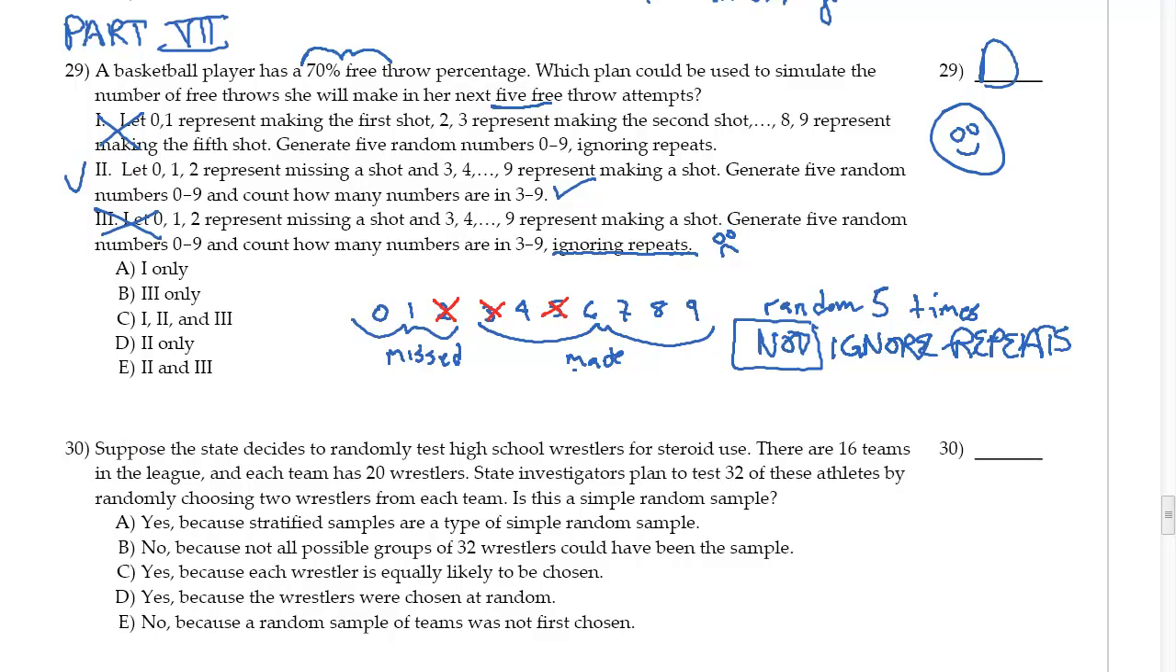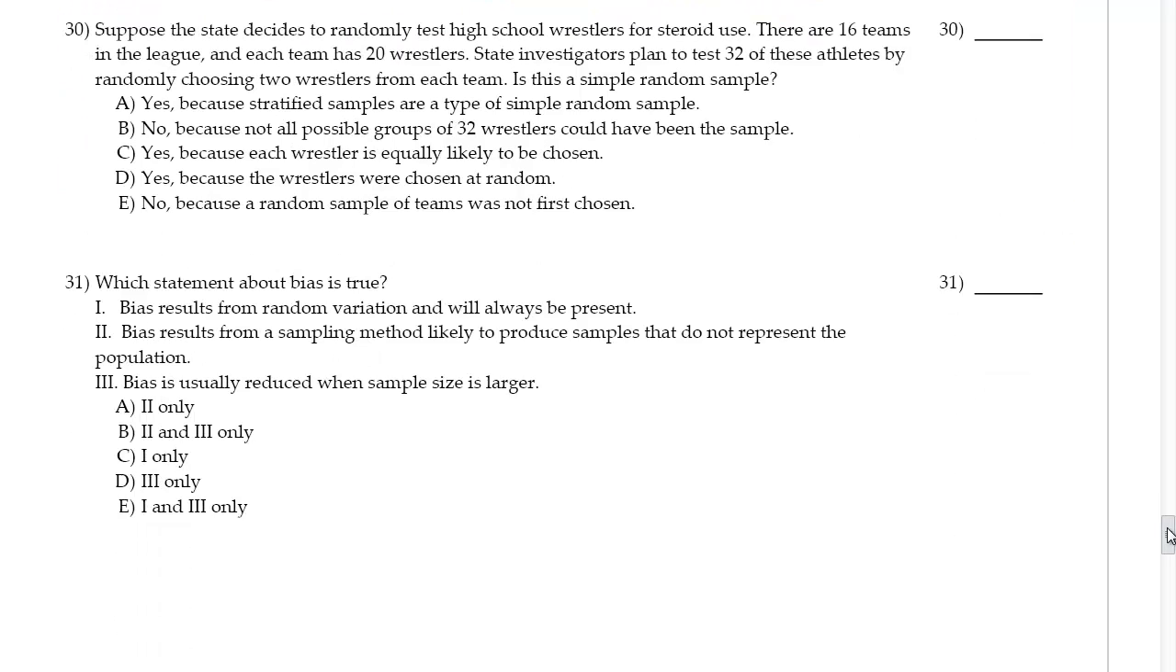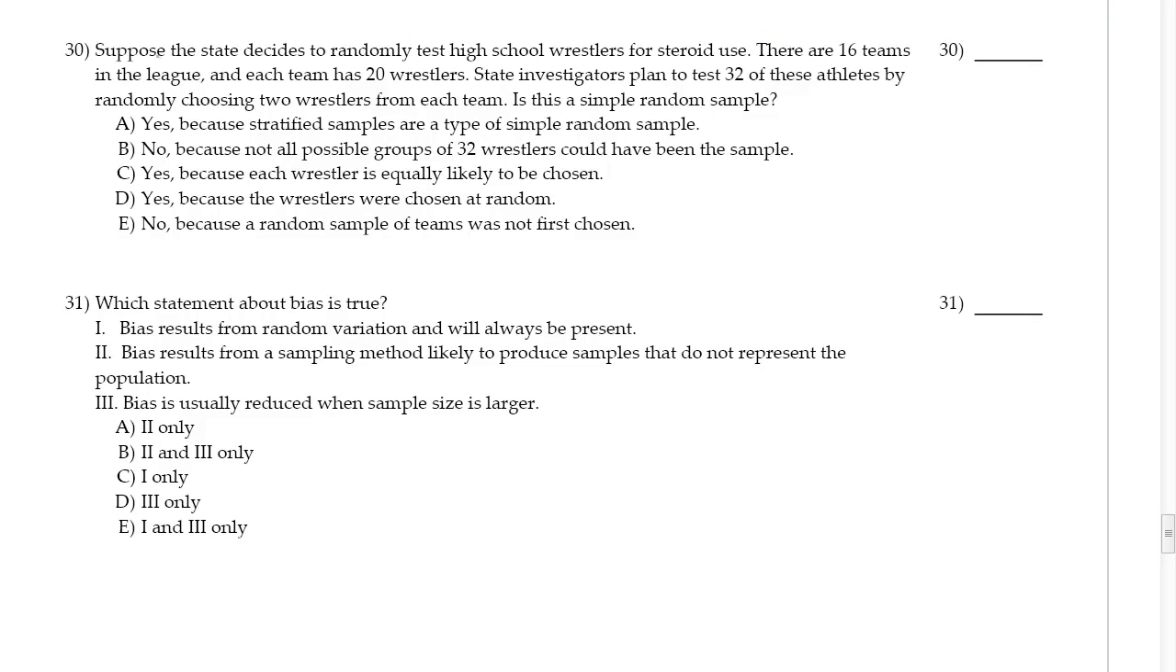Okay? Now, 30. Let's scroll it up just a little bit so we can see a teeny bit better. Alright. Suppose the state decides to randomly test high school wrestlers for steroid use. There are 16 teams in the league. Each team has 20 wrestlers. State investigators plan to test 32 of these athletes by randomly choosing 2 wrestlers from each team. Is this a simple random sample? And the answer here is no.